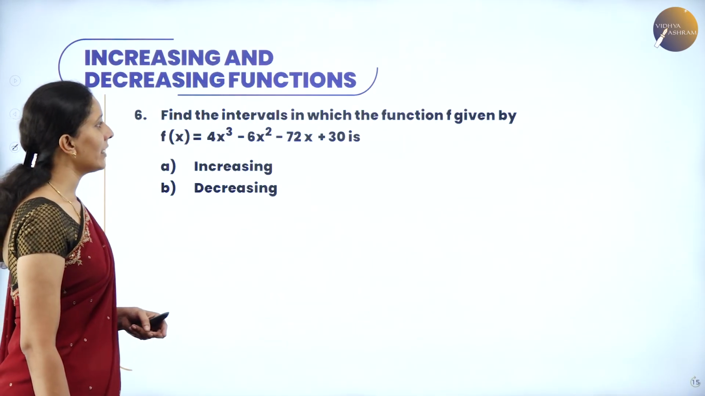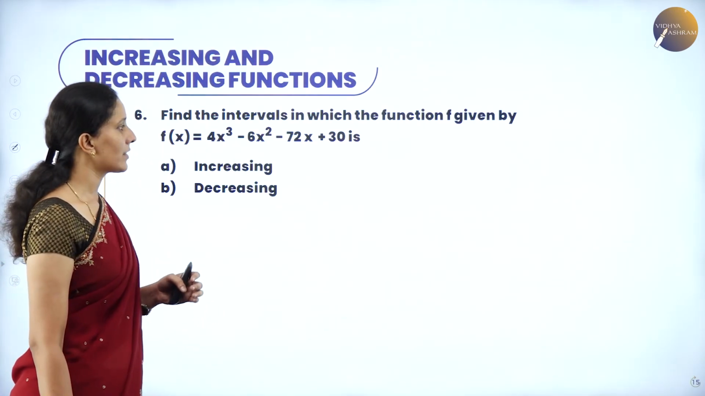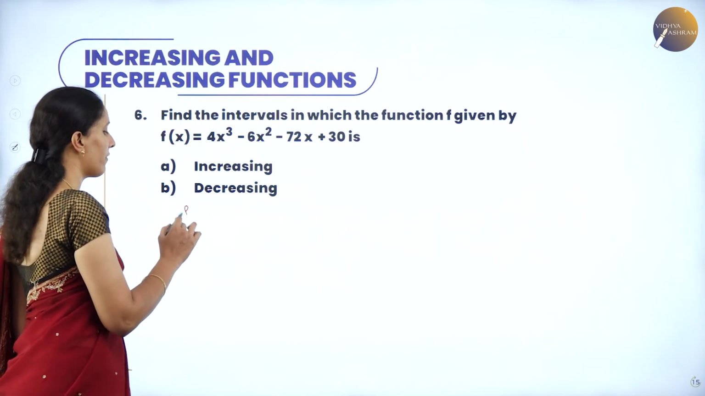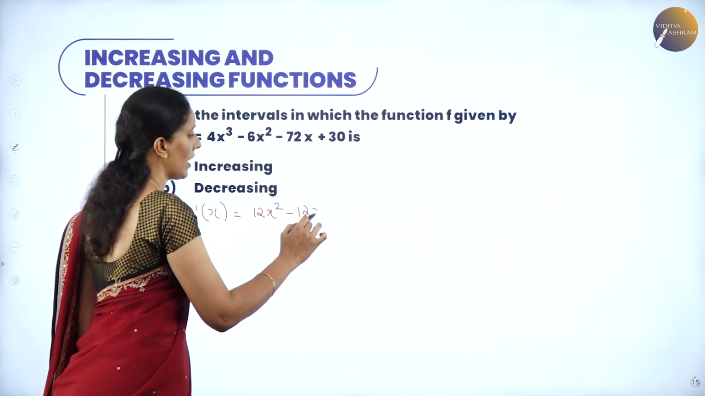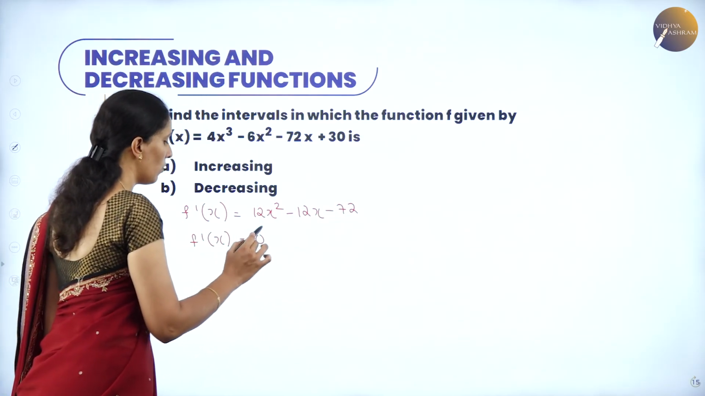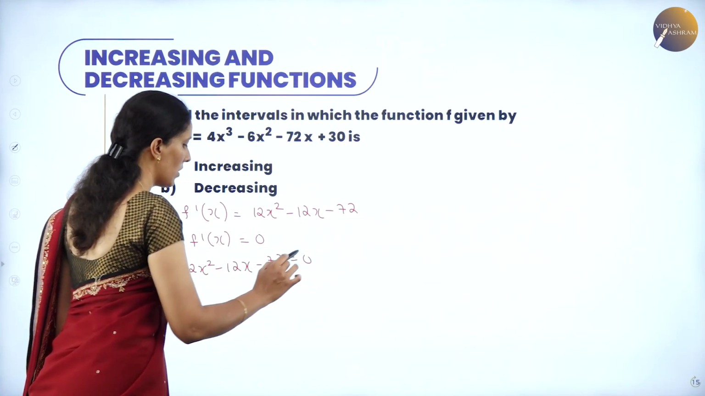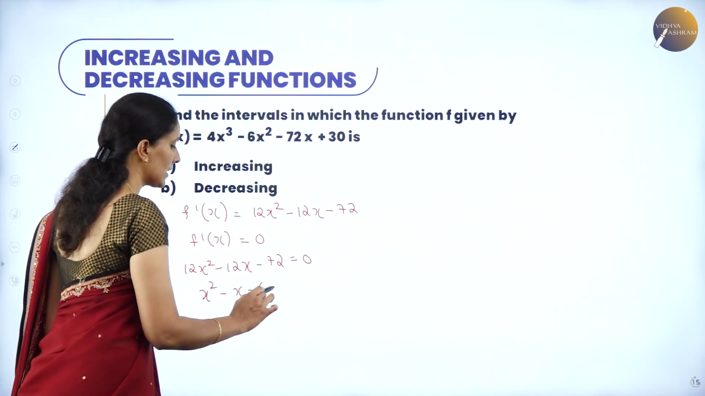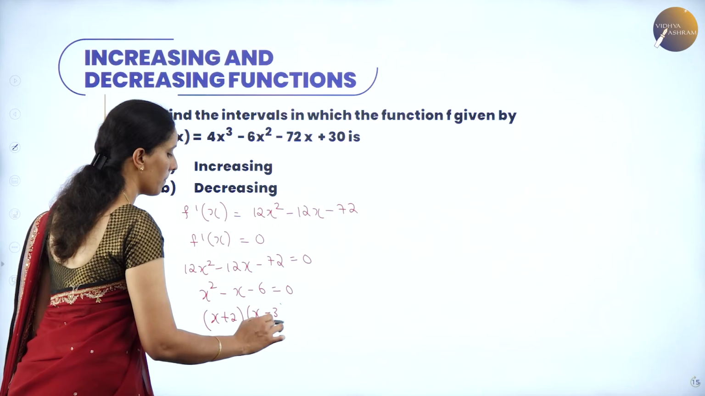Next question, find the intervals in which the function given by f of x is equal to 4x cube minus 6x square minus 72x plus 30 is increasing and decreasing. Let us find out f dash of x here. So f dash of x is 12x square minus 12x minus 72. When you put f dash of x is equal to 0, it becomes 12x square minus 12x minus 72 is equal to 0. So divide throughout the equation by 12, we get x square minus x minus 6 is equal to 0. Thus the factors we get are x plus 2, x minus 3 is equal to 0.